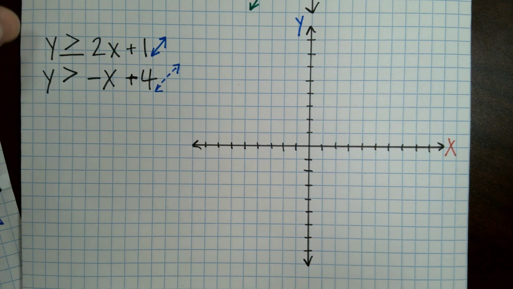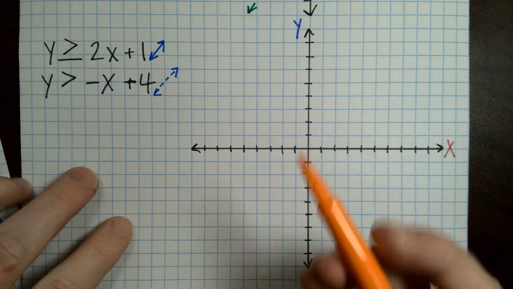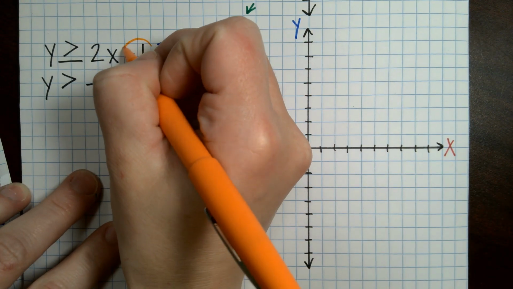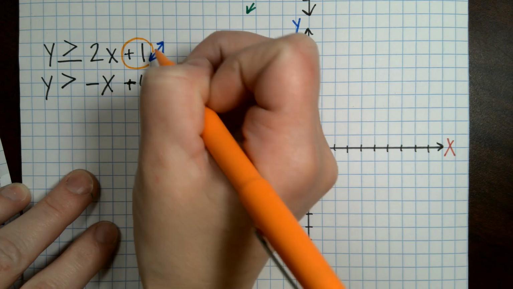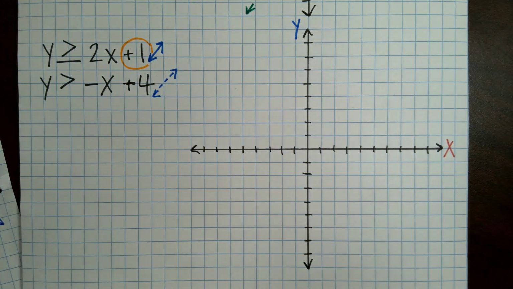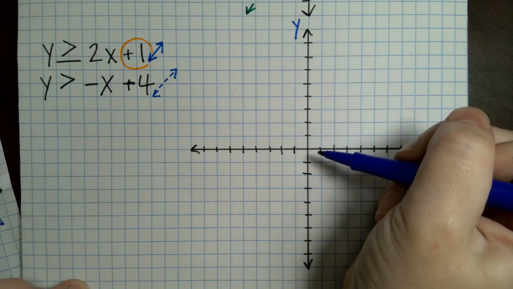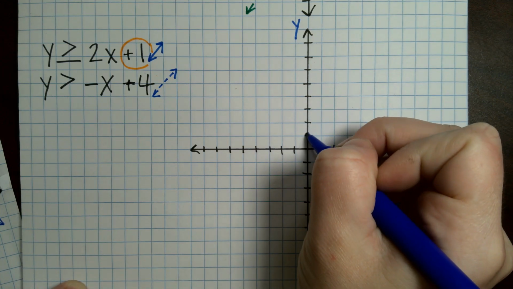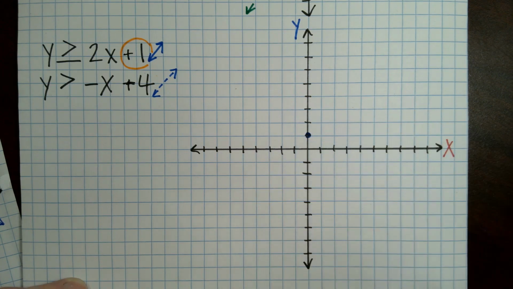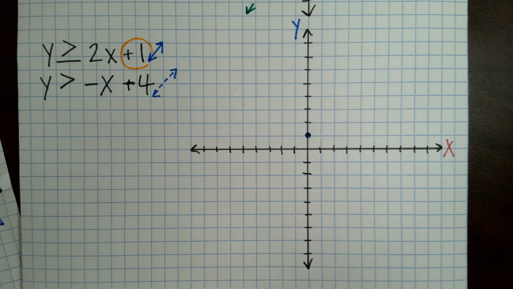So let's go back to that first one. When we are graphing a line, whether it's an equation or an inequality, it doesn't matter. What's our first step? Y-intercept. Yeah, we want to identify that first. And in this case, we've got 1. So where does our first point go? 0, 1. Perfect. 0, 1 on the y-axis right there. There's our y-intercept.